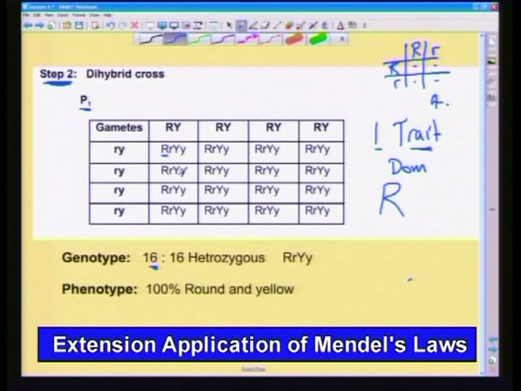I've taken a homozygous and a homozygous and I've crossed them. You will always end up with heterozygous. So 16 out of 16 offspring in the genotype are going to be heterozygous: capital R, small r, capital Y, small y. In your phenotype, 100% of these babies, remember round was dominant and yellow is dominant, so they all contain the dominant gene. All the offspring are going to be round and yellow.